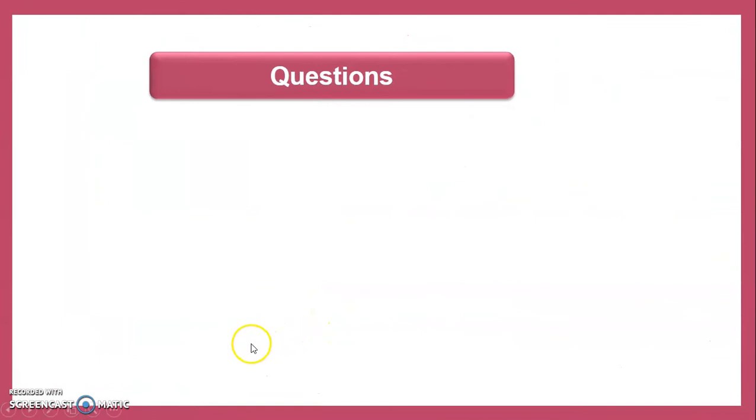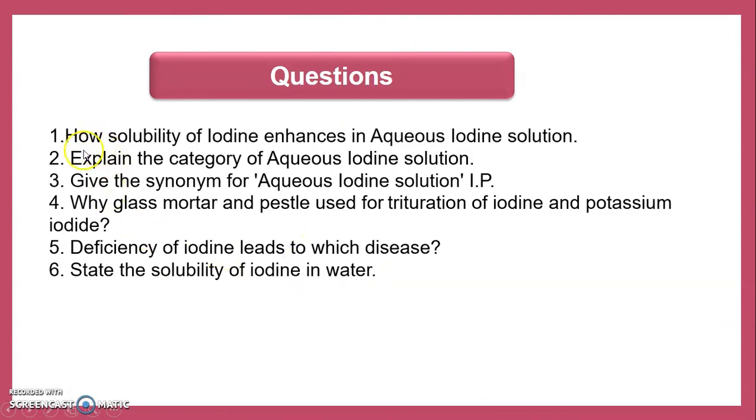Then in this session we see different questions on this experiment. The first: how is the solubility of iodine enhanced in aqueous iodine solution? The solubility of iodine is enhanced in aqueous iodine solution by mixing with potassium iodide. In this way, its solubility is enhanced. Explain the category of aqueous iodine solution. We know that it is a source of iodine. Give the synonym for the aqueous iodine solution. Liquid iodine solution is the synonym for aqueous iodine solution.